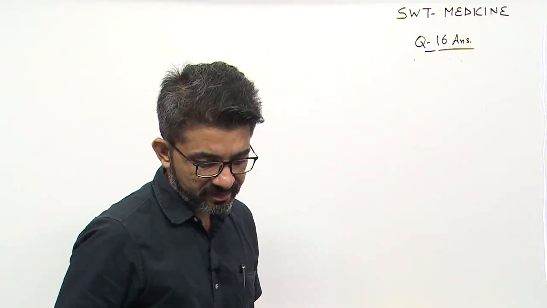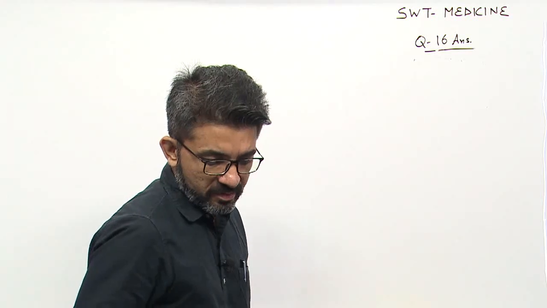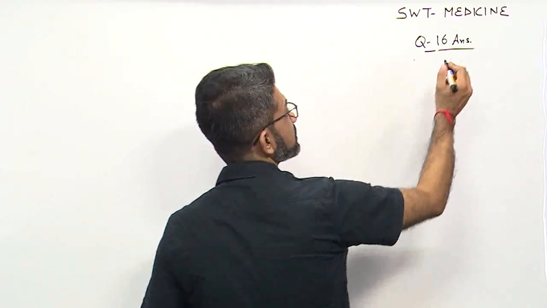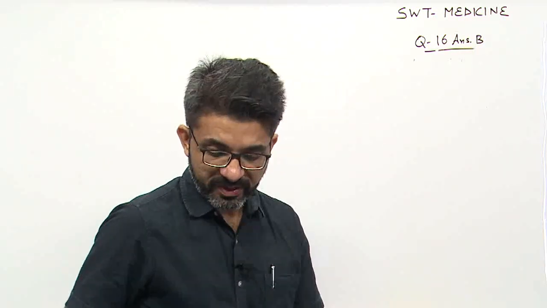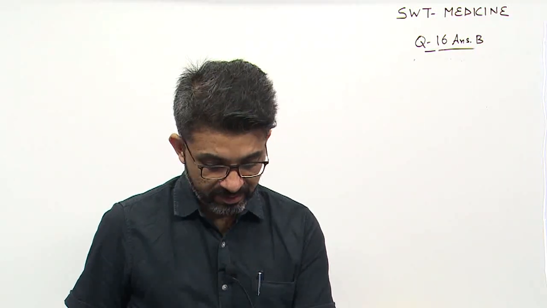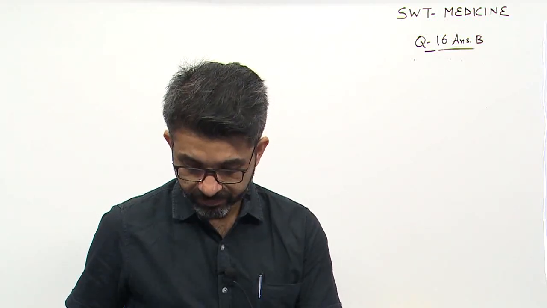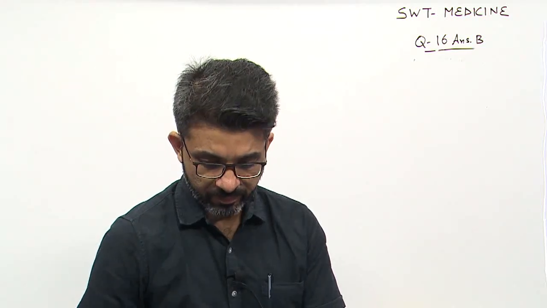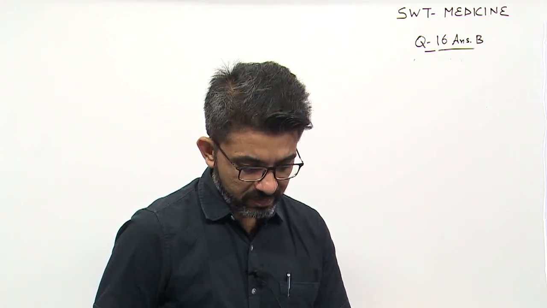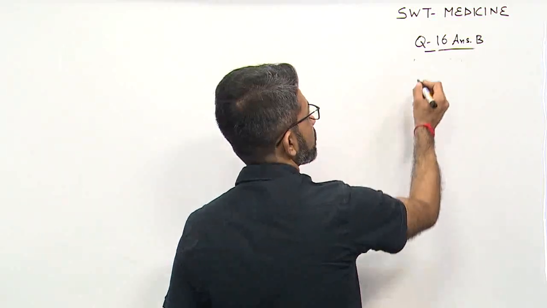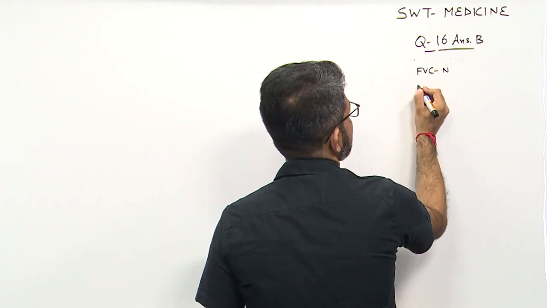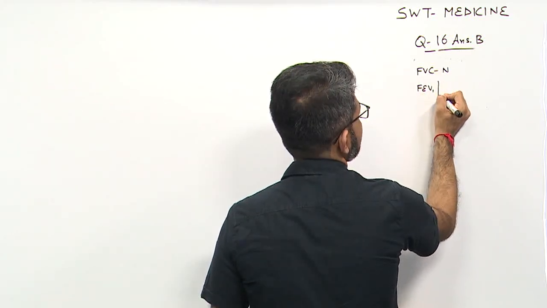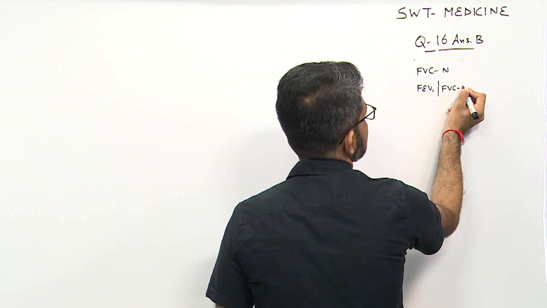Question number 16. Answer is B. Primary pulmonary hypertension. You know, the FVC is normal, FEV1 by FVC is normal.